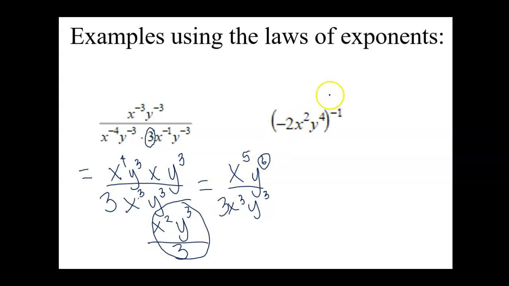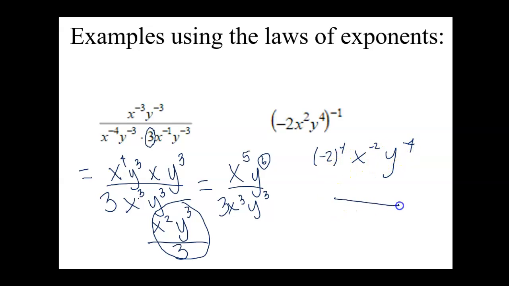So let's try another one. So notice here that we have our parentheses and everything is raised to the power of -1. So that means -2 is going to be raised to the power of -1. X squared is raised to -1, and 2 times -1 is -2. And y is raised to the 4th power, and 4 times -1 is -4.